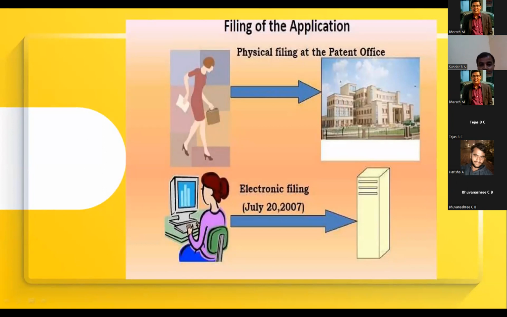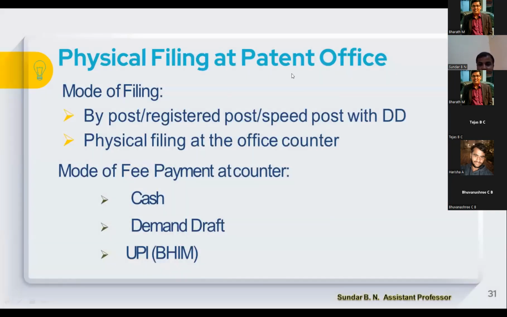Even today there is a possibility to go directly to the patent office and apply. Especially after July 20, 2007, we can apply electronically. No one will go, because that office may be located somewhere else, so we are unable to go there. Most people are using the electronic mode nowadays. And if you go to the office directly, how can you file a patent?